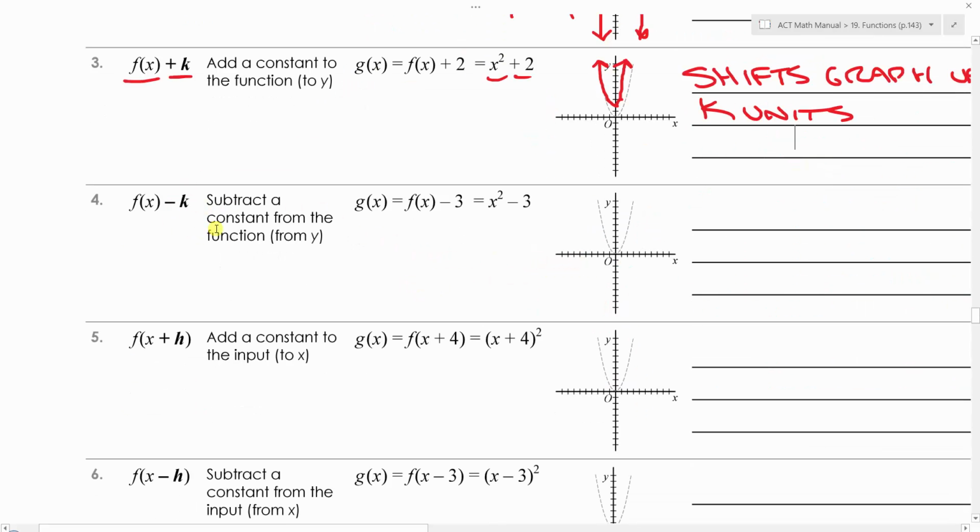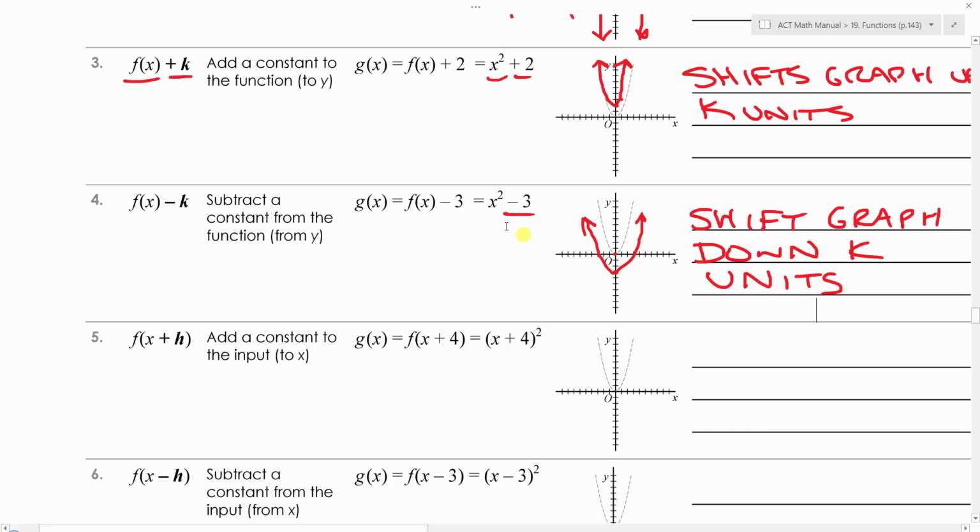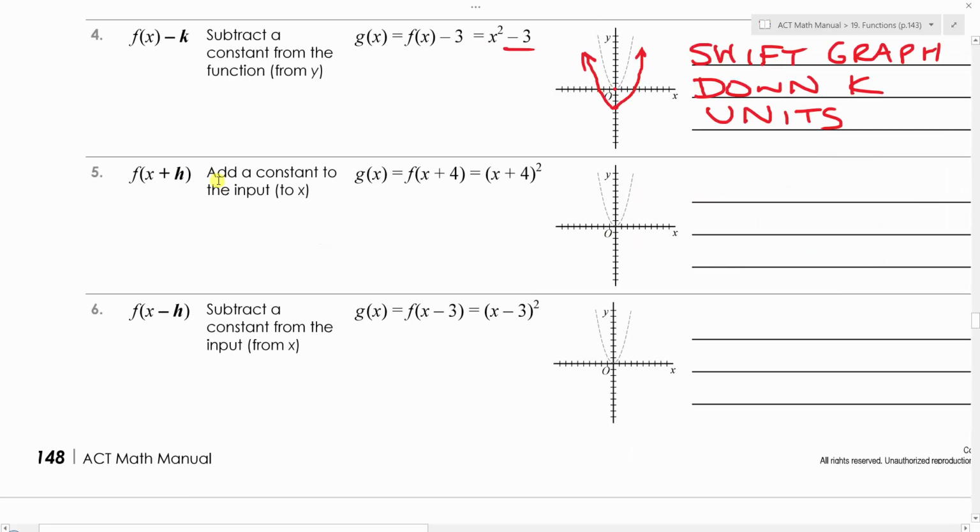If we subtract a value, well, that does the opposite of what we just talked about. So let's say our k in this case is 3. We're subtracting the 3. That shifts the graph down 3. So it would start, instead of at 0, 0, at 0, negative 3. So the shape of the graph wouldn't change, even though my drawing makes it look like it does. This would shift graph down k units. So that's what happens if we add or subtract a constant to the function.